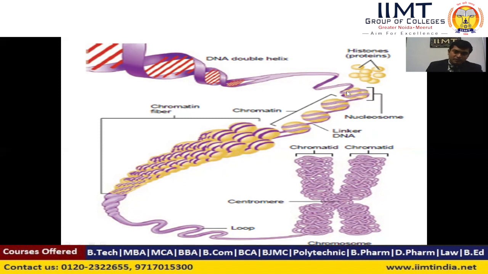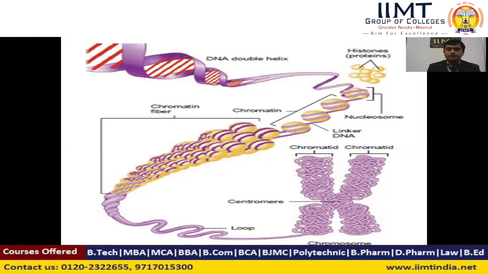These nucleosomes attach with each other with DNA and form a thread-like structure. That thread-like structure is known as chromatin. So this chromatin is condensed together to form a chromatin fiber. Within the nucleus, generally when the cell is not going through cell division, this chromatin fiber is spread throughout the nucleus region.